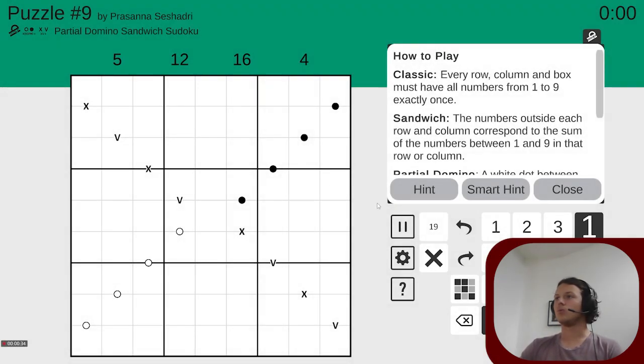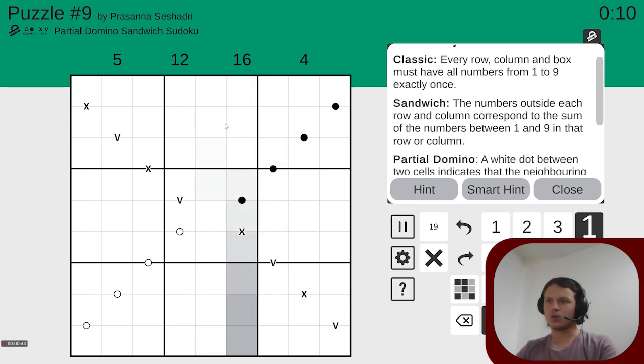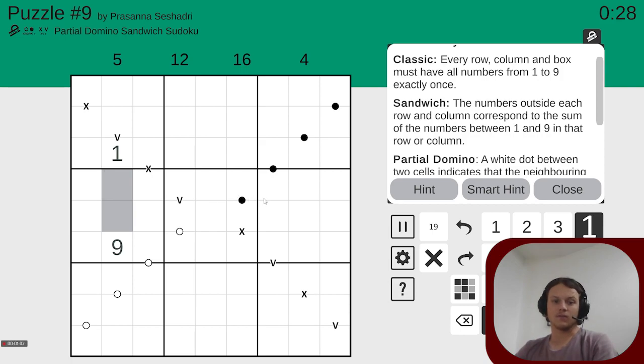Domino sandwich Sudoku. Rules, the sandwich. The numbers outside each row and column correspond to the sum of the numbers between 1 and 9 in that column. We've seen this before. So say for this 4, between the numbers 1 and 9 in this row, digits have to sum to 4, and in this case it would have to be 4. But let's say in this column of 5, this is a 1, this is a 9. Those two digits have to sum to 5, therefore it has to be a 2 and a 3. Or the 9 could be closer, and it could be a 5 in the middle. Pretty simple.